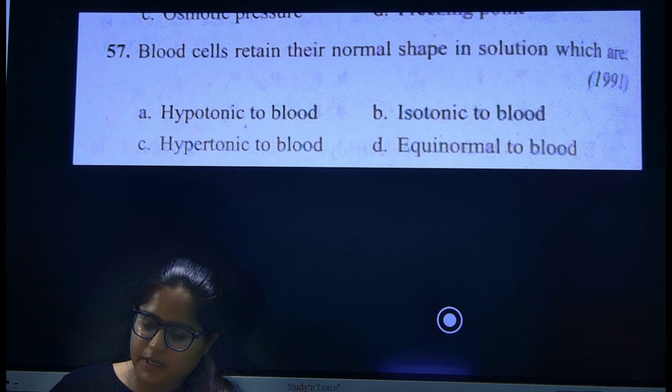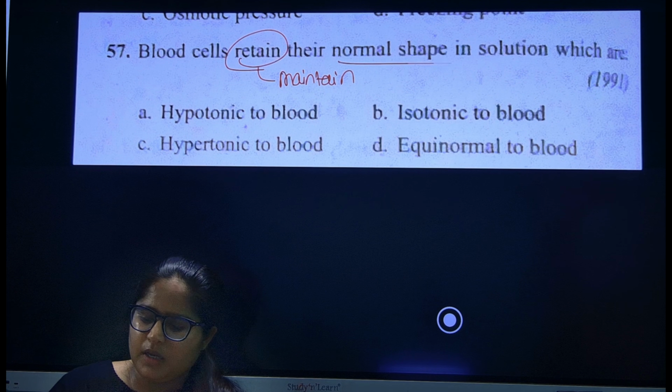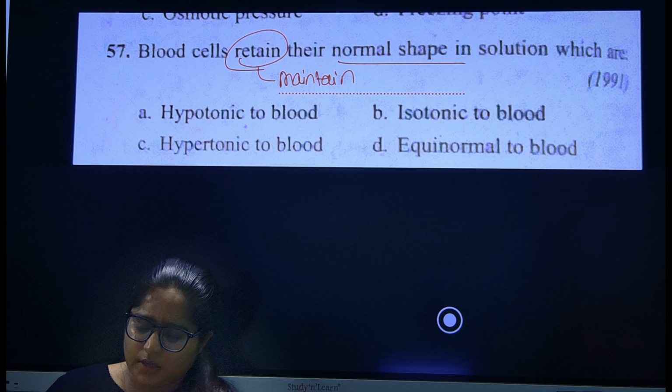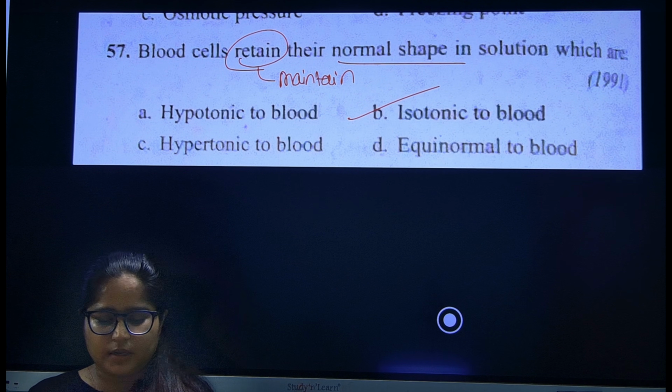Blood cells retain their, retain means maintaining. So blood cells are maintaining their normal shape. It means neither shrinking nor swelling. It means what type of solution? Isotonic solution. Then only they are maintaining their shape.